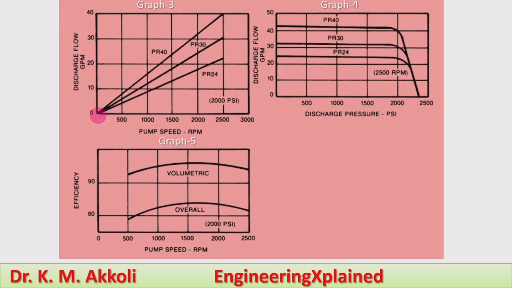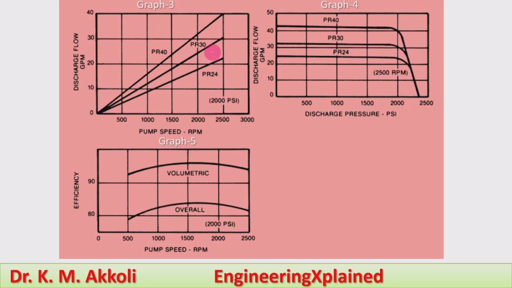The discharge value will be minimum at the minimum speed, 0 at 0 speed, for all three flow rate ranges. For all three it varies in a similar manner. But the PR4 flow range will have the lower value, and the PR40 flow rating will be the maximum. And for the PR24, it will vary from 0 to more than 20 GPM.